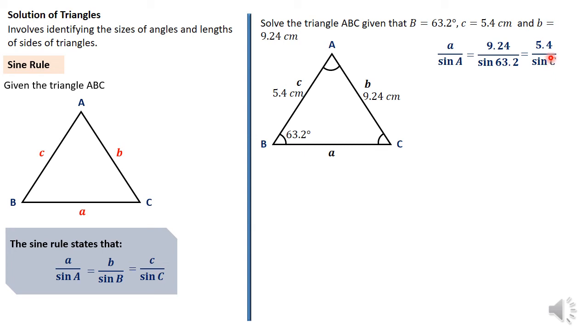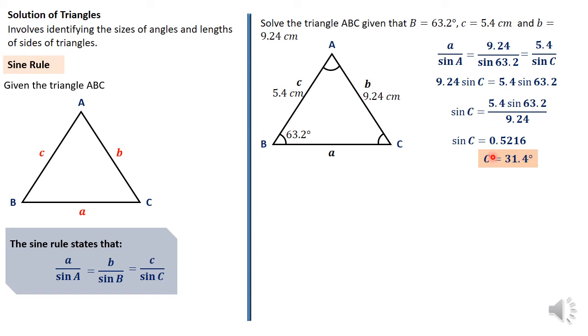Capital C is an angle and 5.4 is small c. We are already given that. And therefore, we're going to do this. First of all, we do a cross multiplication. Forget about the a over sine A and use the equation that has 9.24 over sine 63.2 equals 5.4 over sine C. So cross multiplying this, you get 9.24 sine C equals 5.4 sine 63.2. Divide both sides by 9.24, you get sine C equals 0.5216. And doing sine inverse of that gives us C. That is, the angle C is 31.4.